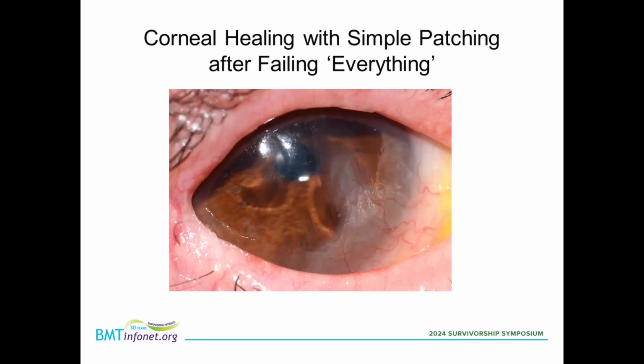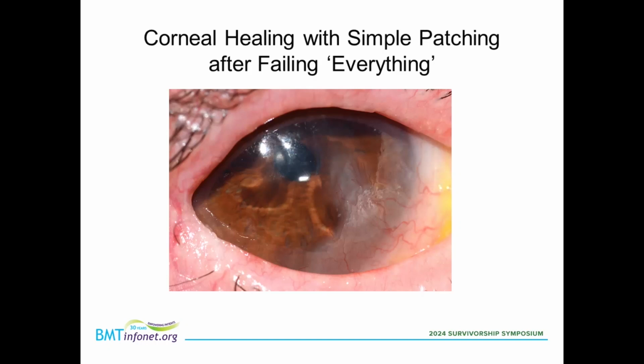And it turns out that sometimes just doing this patching, simple patching, will work for corneal healing even after you fail everything. And people talk about coming in and saying, well, they used the amniotic membrane and they used contact lenses and we used all kinds of expensive stuff and it didn't heal, and then I stop everything and all I do is start patching and the eye starts to heal.